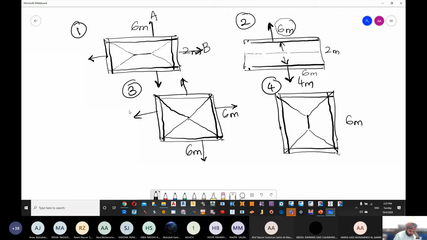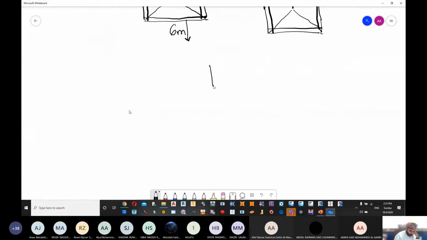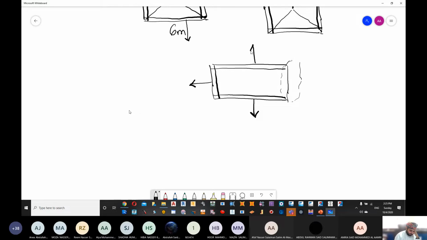Now if it's 3, here we have a beam here, another beam here, another beam here. But this one was kept to be a cantilever. It means that there are 3 areas here. This is number 1, this is number 2, and this is number 3.